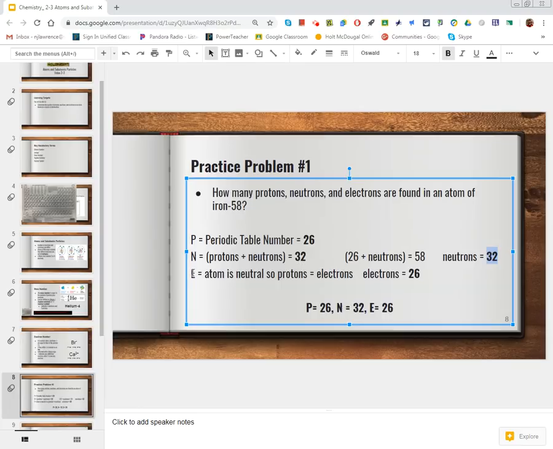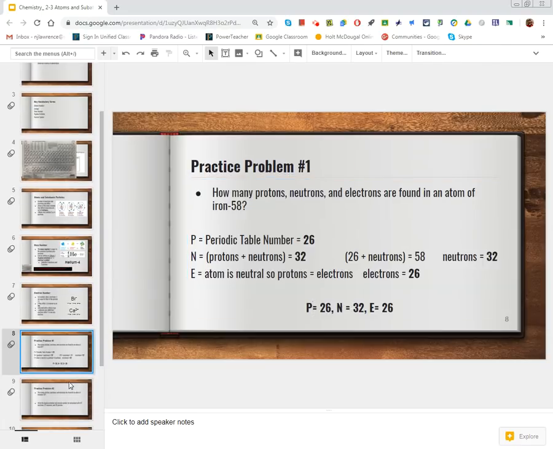And then again, I look at the electrons. Since there's no charge here, it doesn't say anything about ions, the number of electrons will equal the number of protons. So the way we would write this to keep it nice and clean, so I know what you're talking about and how to label it, we're going to say the protons, or the P, equals 26, the N equals 32, that's the neutrons, and the E equals 26.